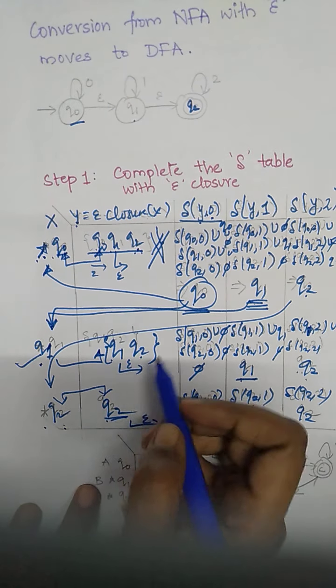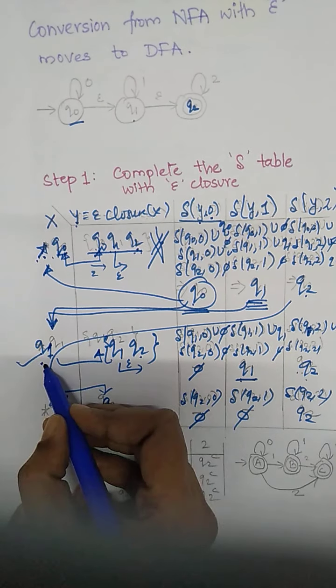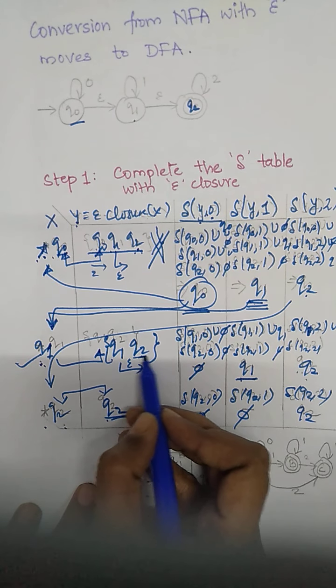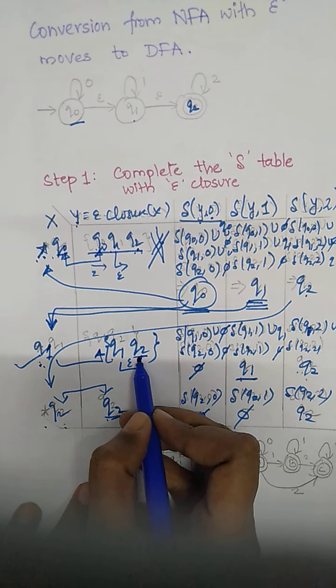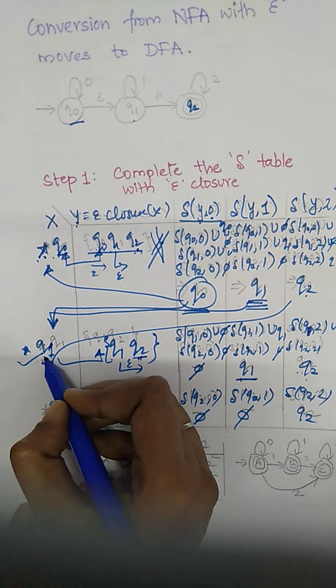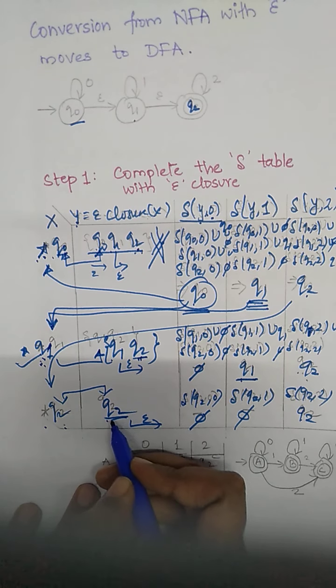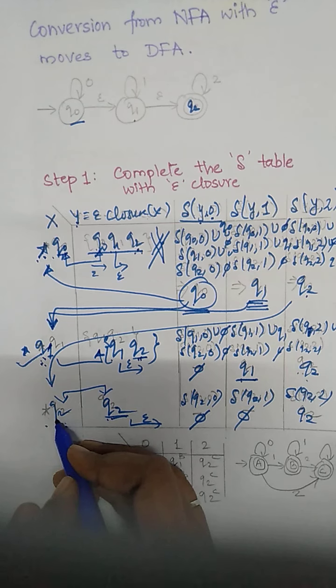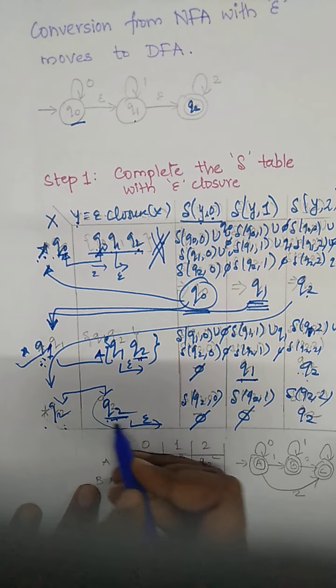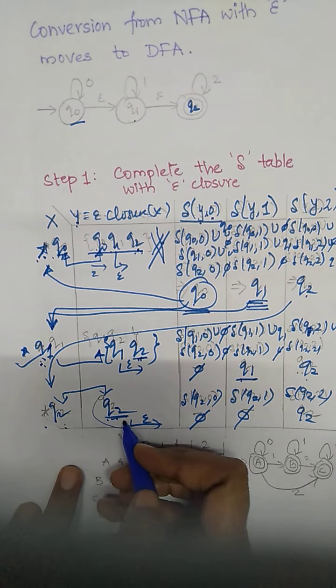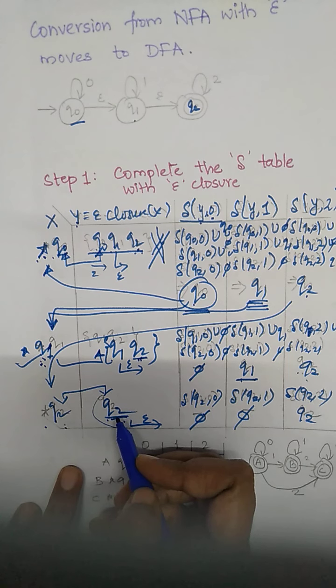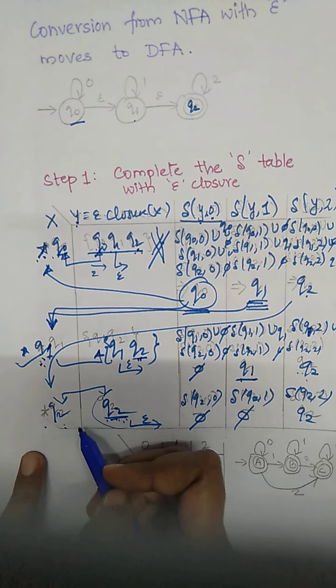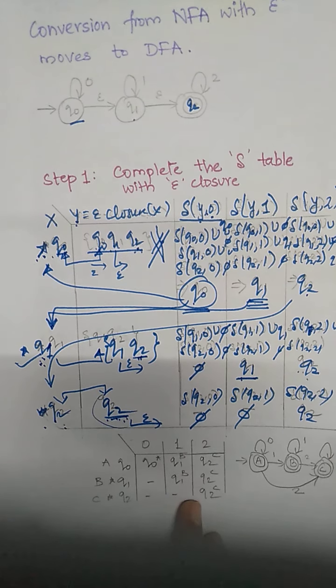Go to the next state. Epsilon closure of Q1 contains Q2. Q2 is a final state, so this Q1 will be marked as a final state. Now epsilon closure of Q2 is Q2. Q2 itself is the final state, so the epsilon closure contains Q2. So this is the epsilon closure of the Q2 state, so Q2 will be marked as a final state.